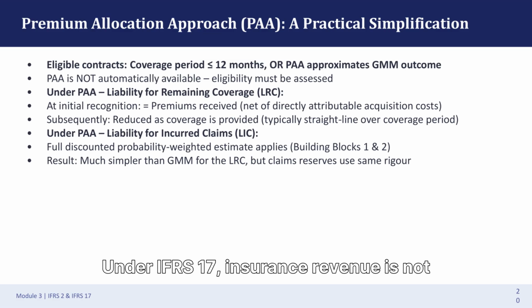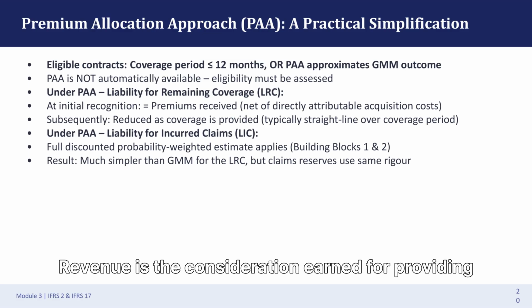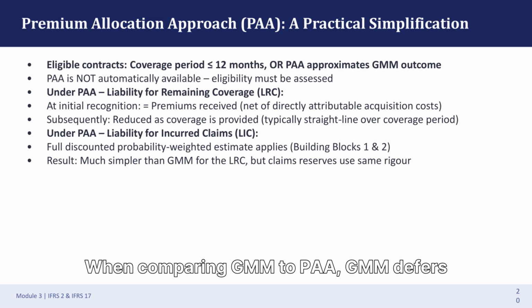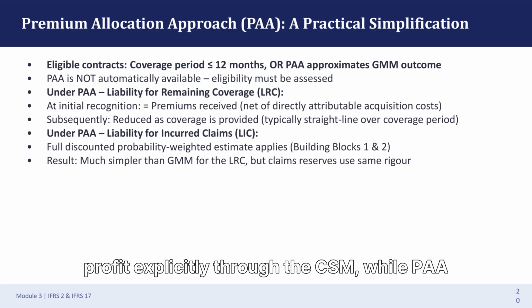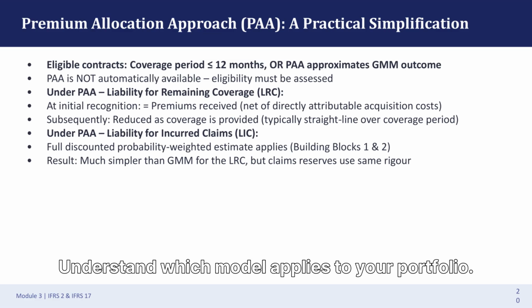Under IFRS 17, insurance revenue is not equal to premiums received. Revenue is the consideration earned for providing coverage in the period. It's an earned service concept, much like IFRS 15. When comparing GMM to PAA, GMM defers profit explicitly through the CSM, while PAA defers it inherently through the premium deferral. Understand which model applies to your portfolio.